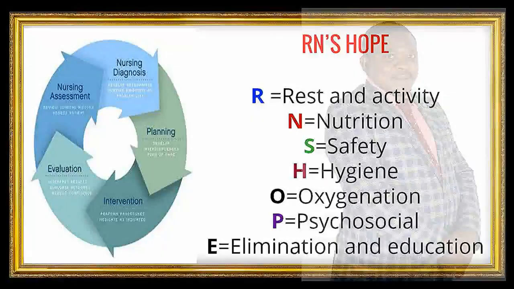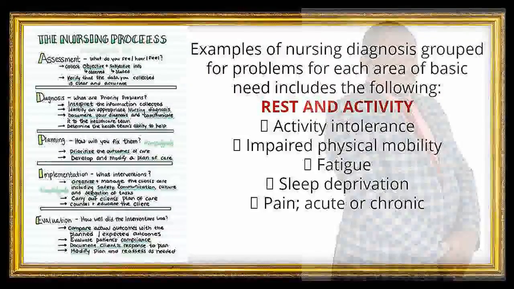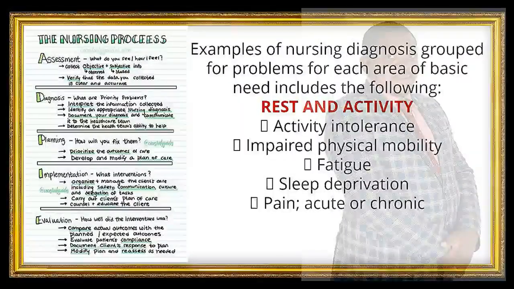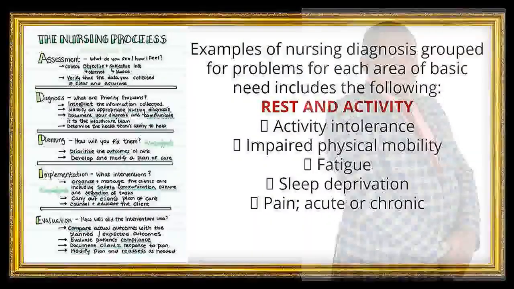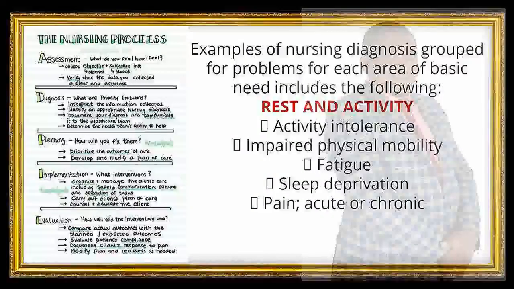Let me give some examples under rest and activity, which is the R part. Examples of nursing diagnosis grouped under rest and activity may be activity intolerance. So when you're looking at rest and activity, activity intolerance becomes one of those nursing diagnoses.